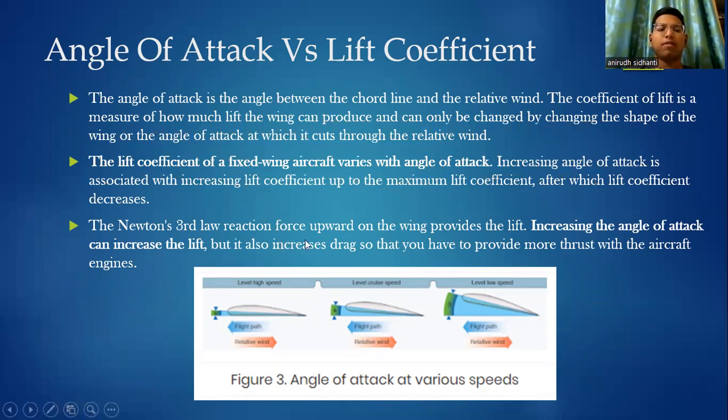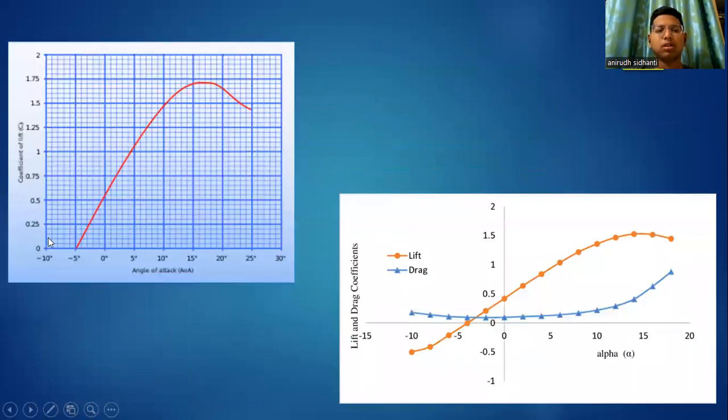By Newton's third law of reaction, the upward force on the wing provides the lift. Increasing the angle of attack can increase the lift. This is the increasing of the angle of attack with high speed. This is the graph of angle of attack and coefficient of lift.